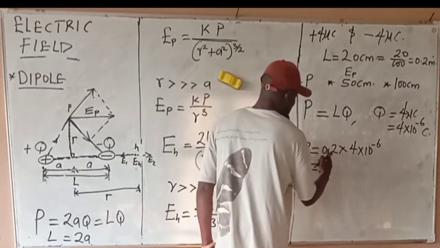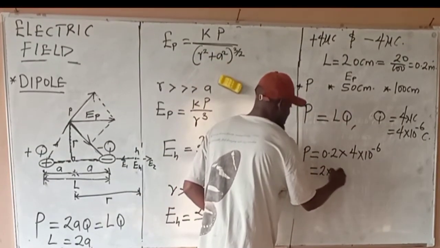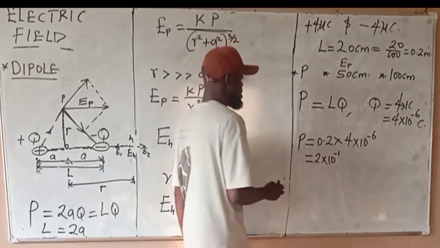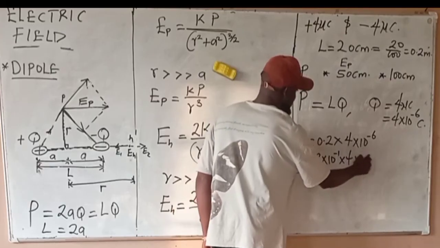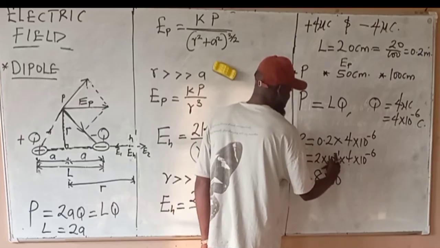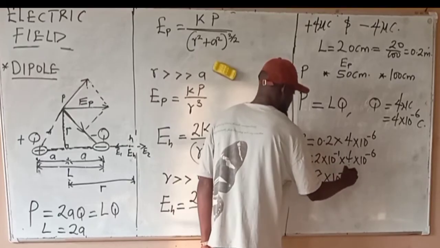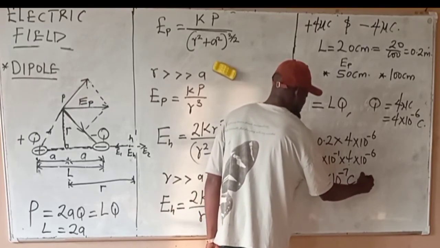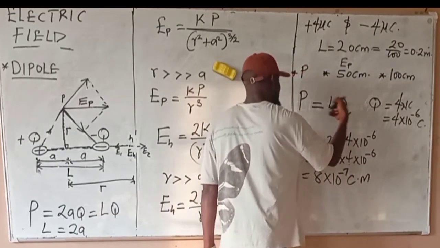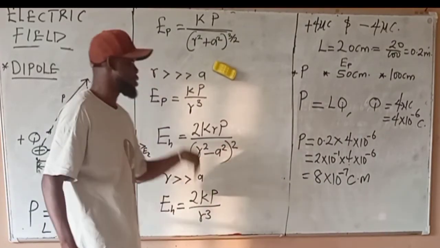If you solve this value, let me move this one to standard form. So I'm going to have 2 times 10 to the power minus 1, then times 4 times 10 to the power minus 6. So 2 times 4 gives us 8, times 10 to the power minus 1 times 10 to the power minus 6, that will be minus 7. So p is 8 times 10 to the power minus 7 coulomb meters. Coulomb meters, because it's coulomb times meter, that measures this electric dipole moment. So I call the unit coulomb meters.